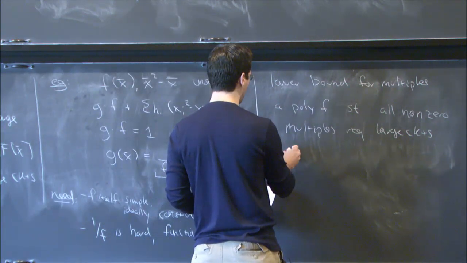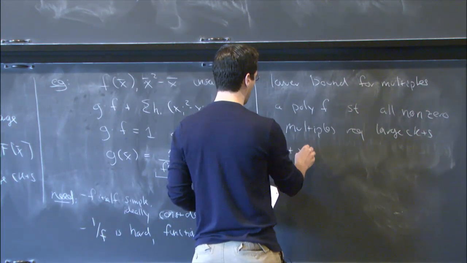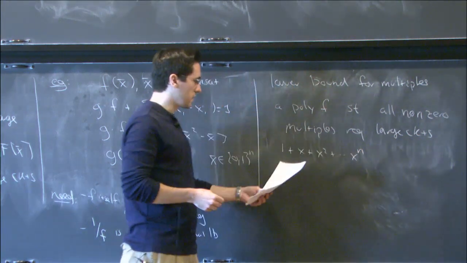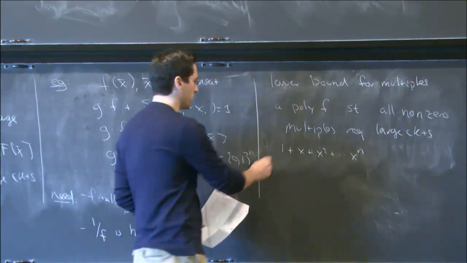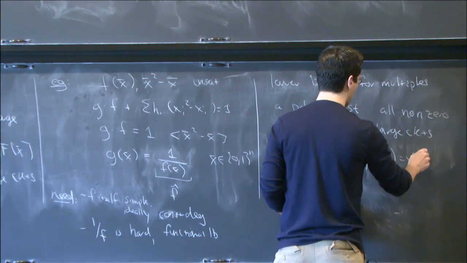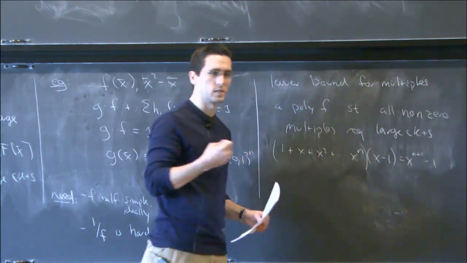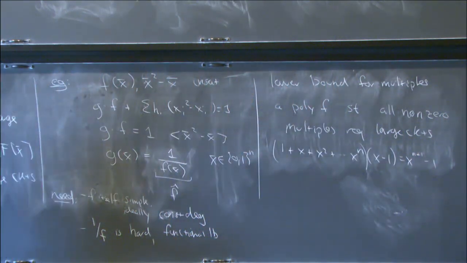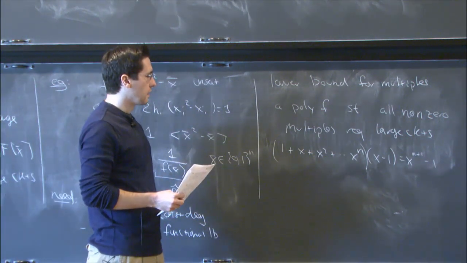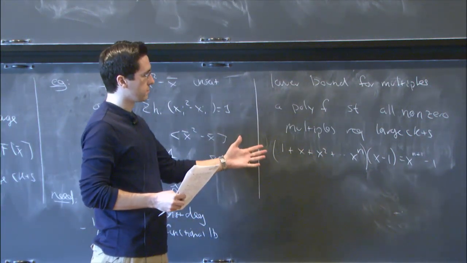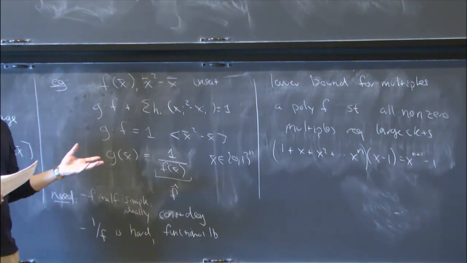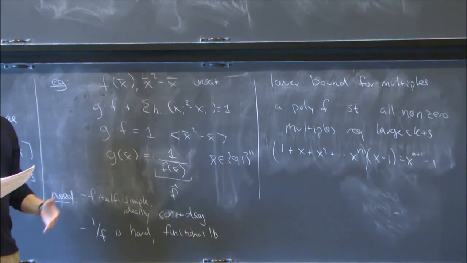Because if you consider something like 1 plus x plus x squared up to x to the n, this has n plus 1 terms. But then if you multiply it by x minus 1, you get x to the n plus 1 minus 1. So the sparsity has gone down. Cancellation. You have some magical cancellation. So it seems like you can't just take any polynomial which is hard and say that all of the multiples are hard to some extent.